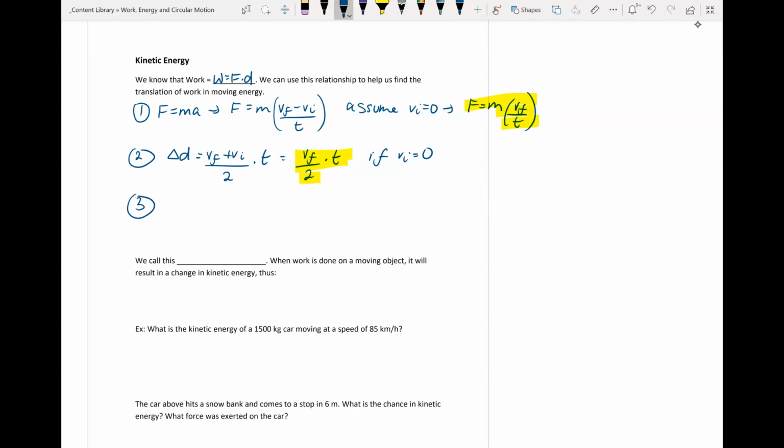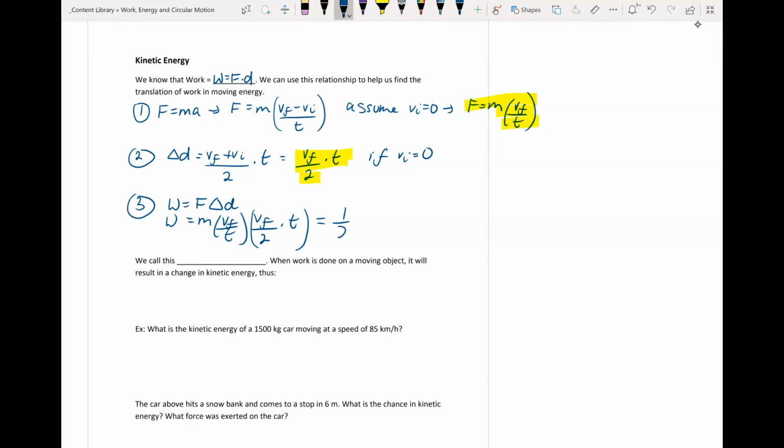Here is the last part. We know that work is force multiplied by distance or change in displacement. I'm going to change F with the first equation we found, m multiplied by Vf divided by t. I'm going to change our distance as Vf over 2 times t from our second equation that we found. And then I am going to simplify this.